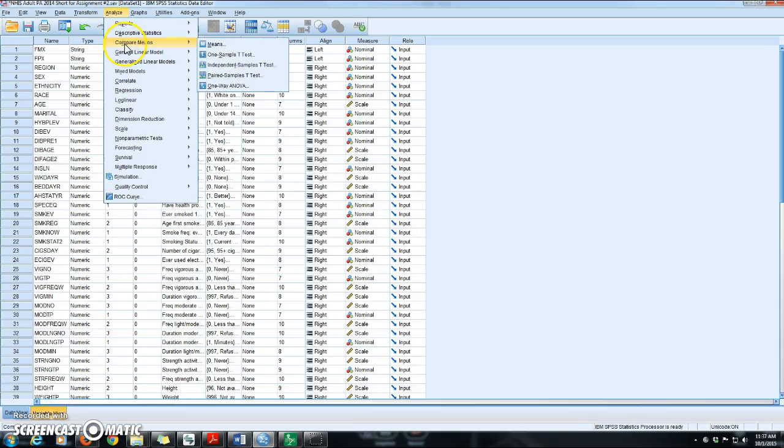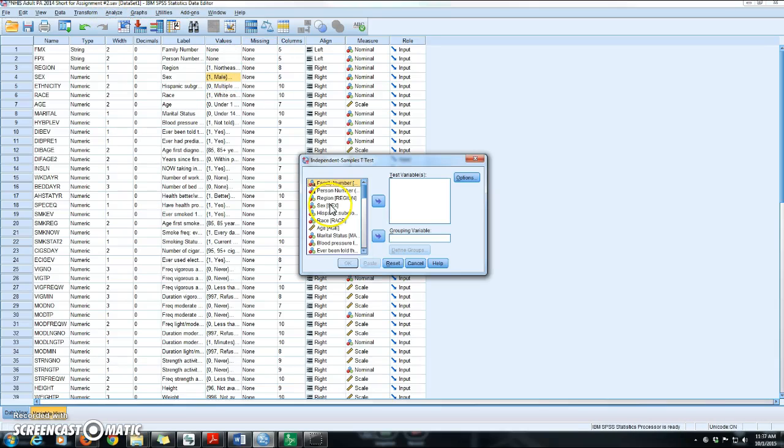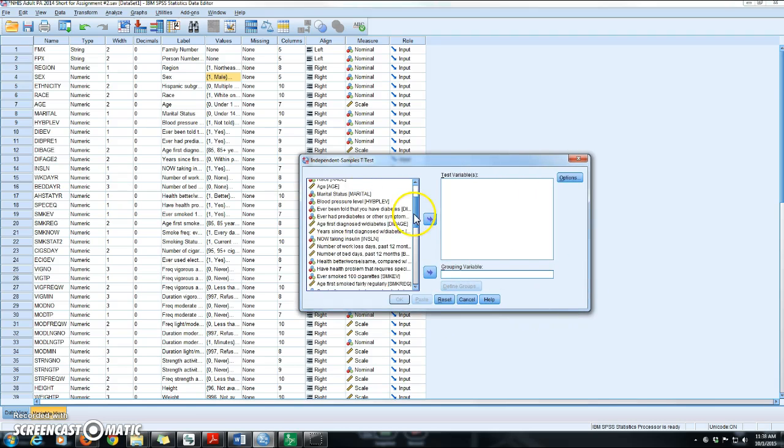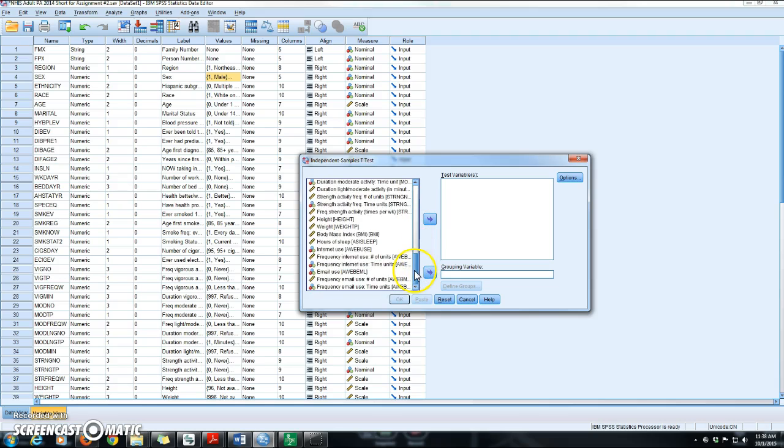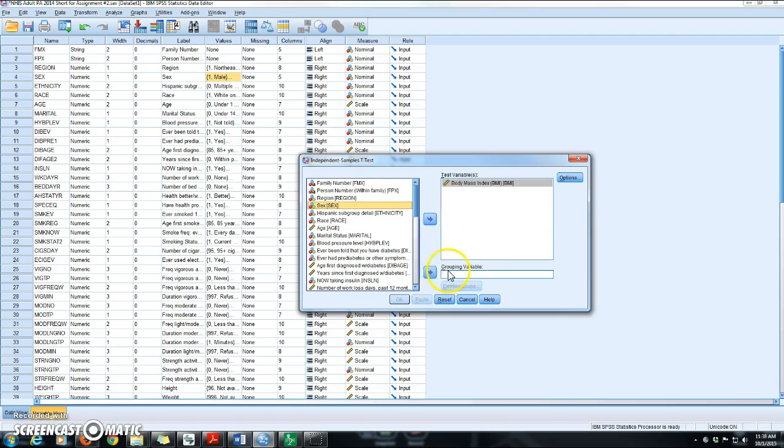So we're going to analyze, compare means, independent samples t-test, because these are two independent groups. The variable that we're testing in this question is BMI. You can make this bigger so you can see better. BMI is towards the bottom somewhere. Here it is, BMI. That's the variable that we're testing, and we're testing it as a function of sex. So sex is our grouping variable, so we'll push that in here.